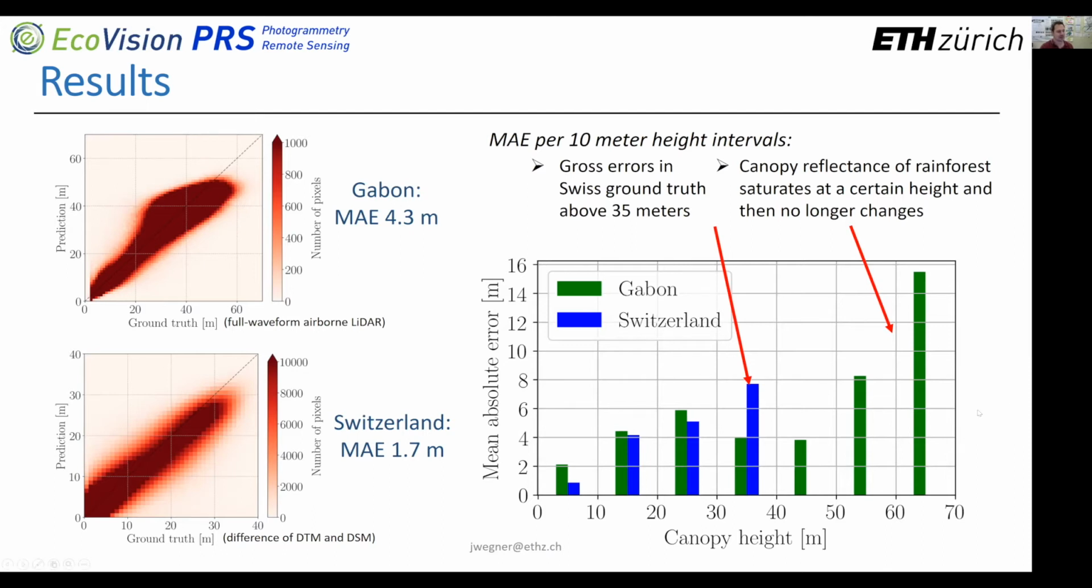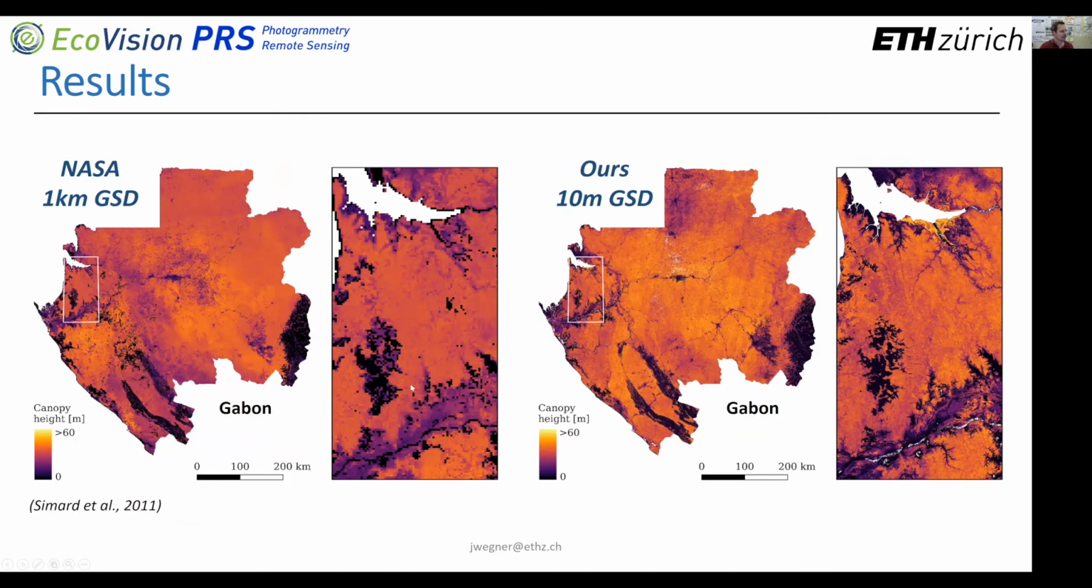So this is being corrected now. Yes, and then we compare with freely publicly available data sets from NASA here for the country of Gabon. Again, the color is encoding height. So very bright orangey stuff is very high, up to 60 meters, while dark is close to 0.